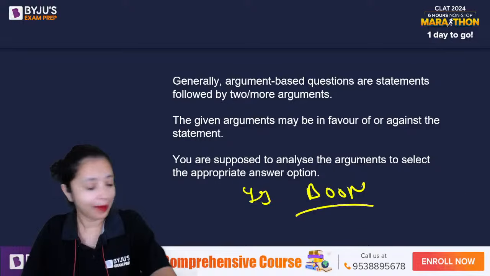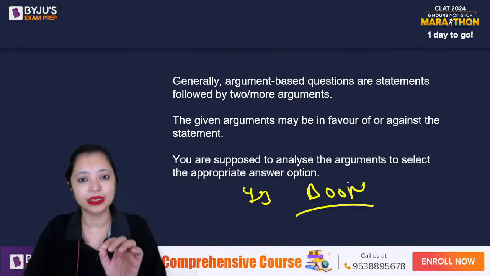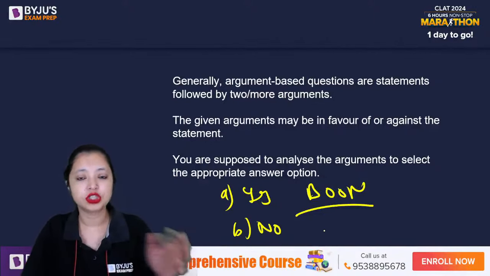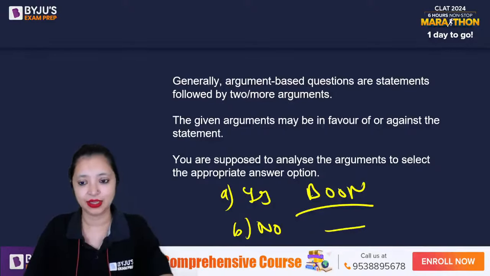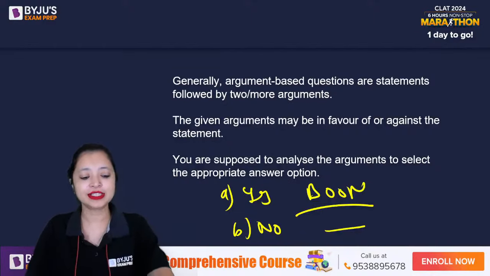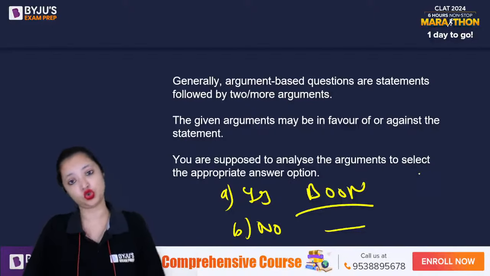Okay? अब आपको क्या करना है? You have to analyze individually each argument. A, yes, it's a boon. No, it's not a boon. Individually analyze करना है. Did you understand the type of question, everyone? Yeah. तो इसको अब एनालाइज करके कौन सा स्ट्रॉन्ग है कौन सा वीक उसको अप्रोच करना है.